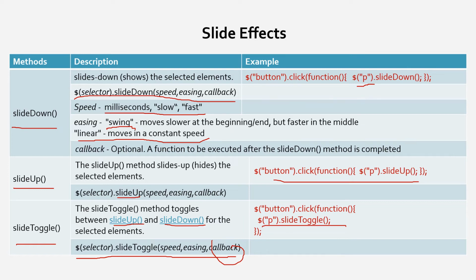If, for example, it is a paragraph, the p tag is mentioned here. Then .slideToggle, you need to specify the same code. If you replace it in the program, that is going to work. That will toggle the paragraph between up and down. This is about slide effects in jQuery.